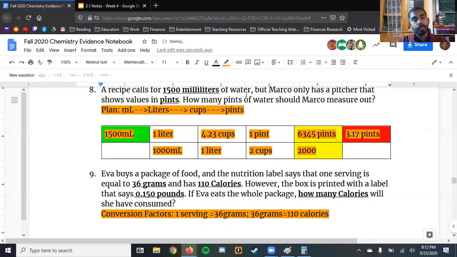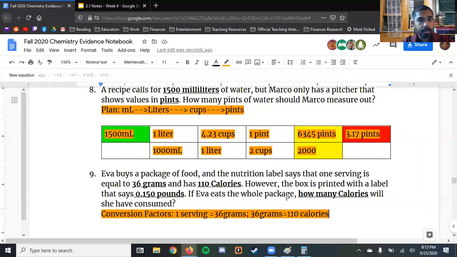Okay, so now we have a conversion factor. We have 1 serving is equal to 36 grams. 36 grams equals 110 calories. If we use, I think the property is the cumulative property, one of your base properties, 1 serving is also equal to 110 calories.